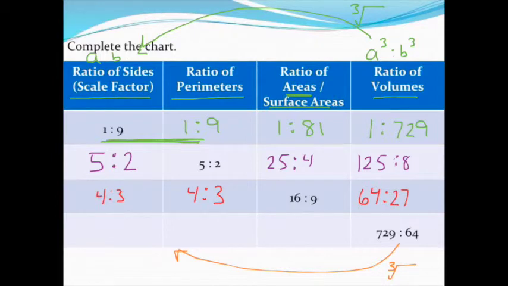The cube root of 729, the three numbers that multiply together to get 729, is 9. The cube root of 64, the three numbers that multiply together to equal 64, is 4. So my ratio of the sides, the scale factor, is 9 to 4. The perimeter ratio is the same thing, also 9 to 4. Square those numbers to find the ratio of the areas, so I'll get 81 to 16.